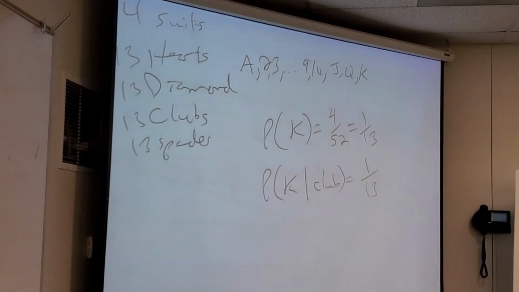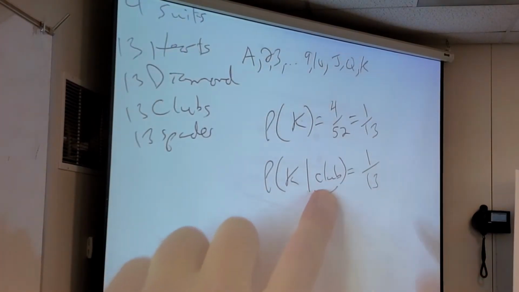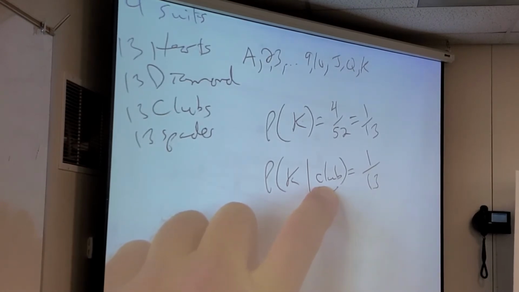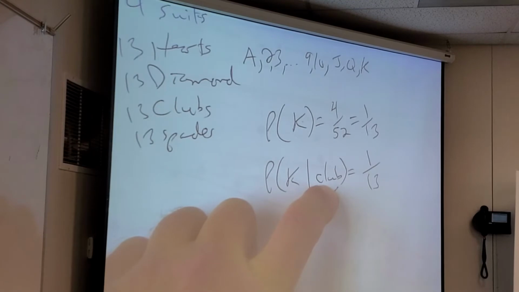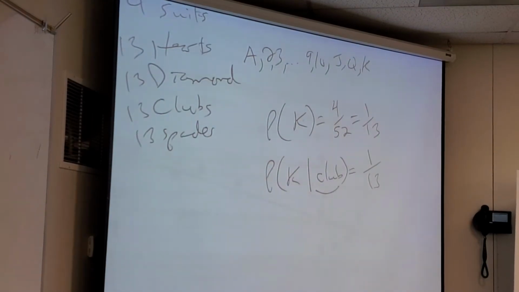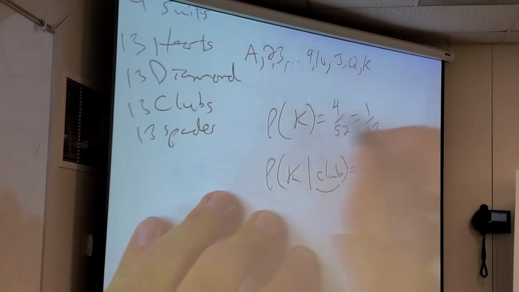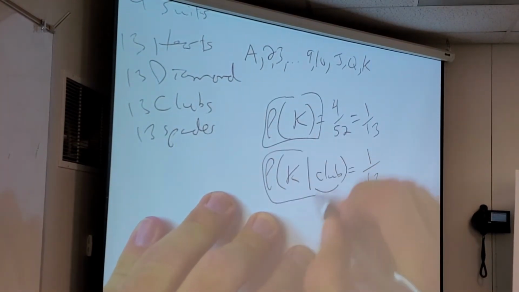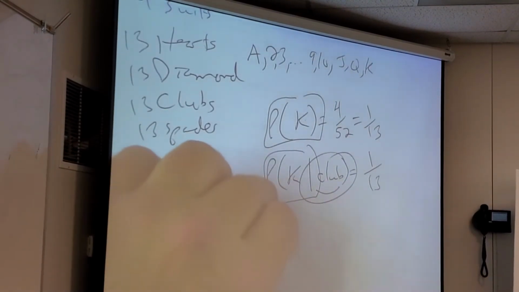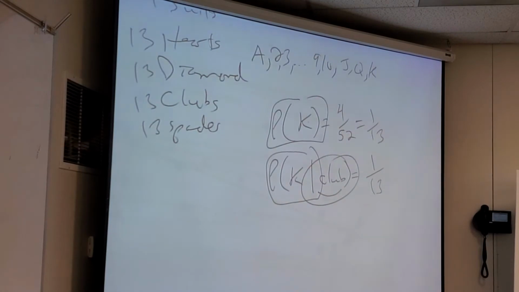Why does that make sense? Watch this. If I say clubs, I've thrown out 3/4 of the deck: hearts, diamonds, and spades. I've also thrown out 3 out of 4 of the kings. So the ratio stays the same. If you don't know what I just said, I'm fine with that. The fact that the probability I get a king stays the same if I know it's clubs tells me those are independent.